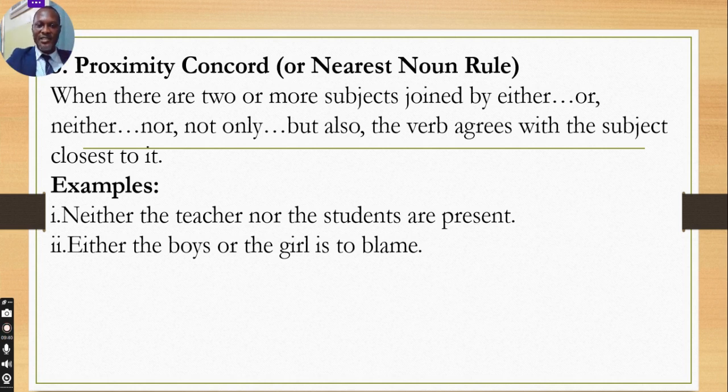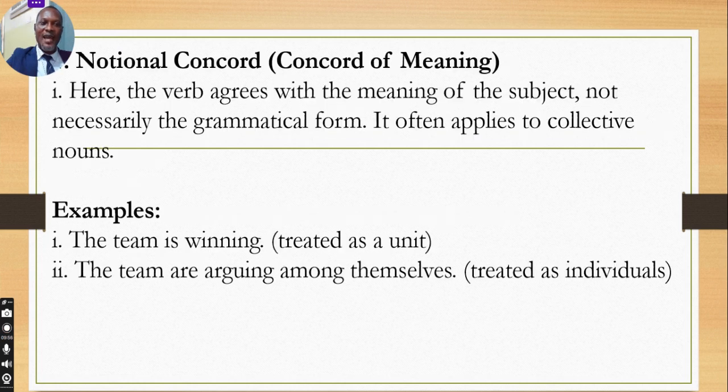So in this case, girl is the closest noun or subject to the verb. And in that case, we're going to use is as the verb. So it is going to be either the boys or the girl is to blame, not are to blame. Is that taken? All right.